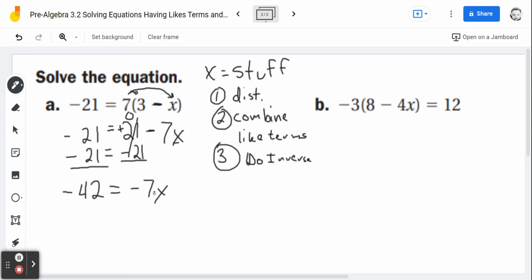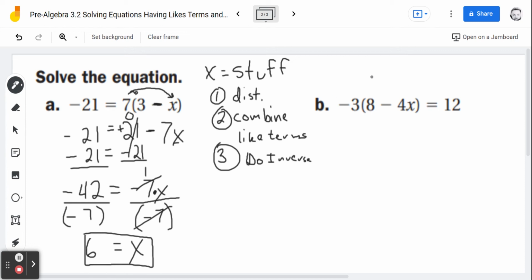Cool. So now I've got a negative 7 times x over here. How do I move the negative 7 away? Divide. I've got to divide by negative 7, though. I can't forget that negative sign. It's important. So what is negative 42 divided by negative 7? I heard negative 6. I heard positive 6. Which is it? It's positive 6, right? A negative divided by a negative is a positive. Negative 7 divided by negative 7 equals 1. 1 times x is just x. So that's that one. We're going to crank through this next one.